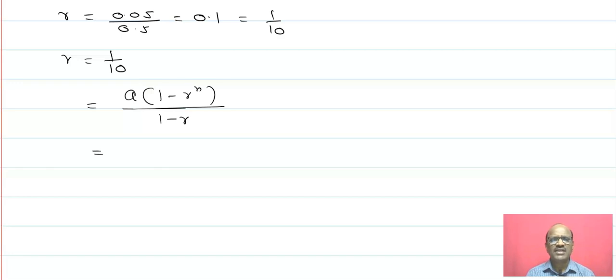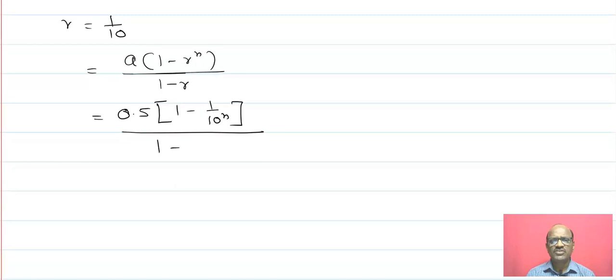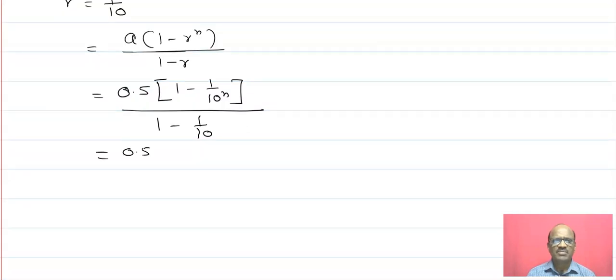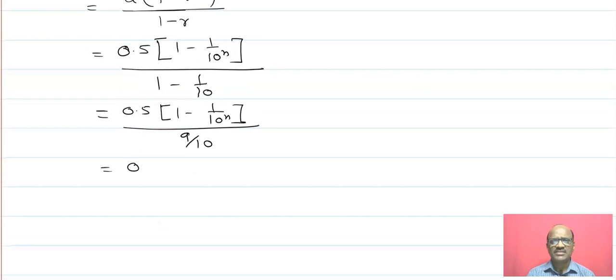Here R is less than 1, therefore we will apply the formula Sn is equal to A in bracket 1 minus R raised to n upon 1 minus R. The value of A is 0.5 in square bracket 1 minus 1 upon 10 raised to n upon 1 minus 1 upon 10. Now simplify this: 0.5 into 1 minus 1 upon 10 raised to n, and 1 minus 1 upon 10 is 9 upon 10, that is 0.9.